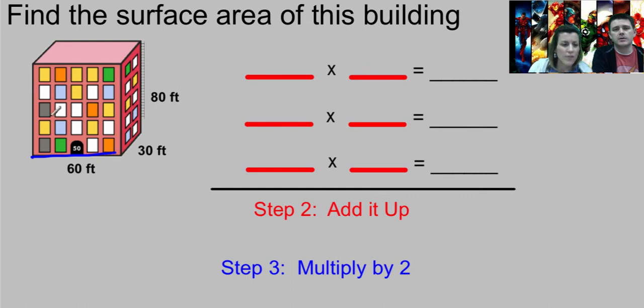That doorway has a 50 in it, and that's just meaning like apartment or address 50. It's just decoration on the building. So here's our front. All right, we got a 60 by 80.